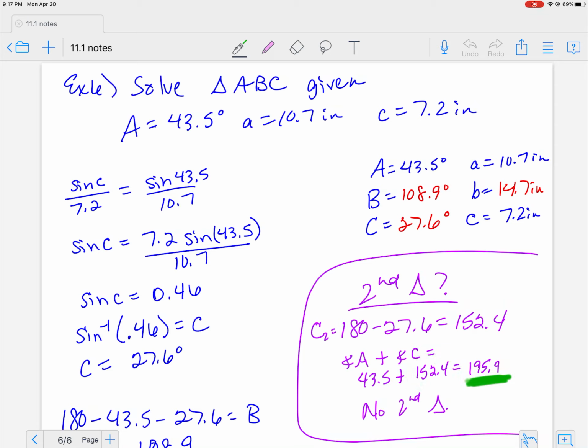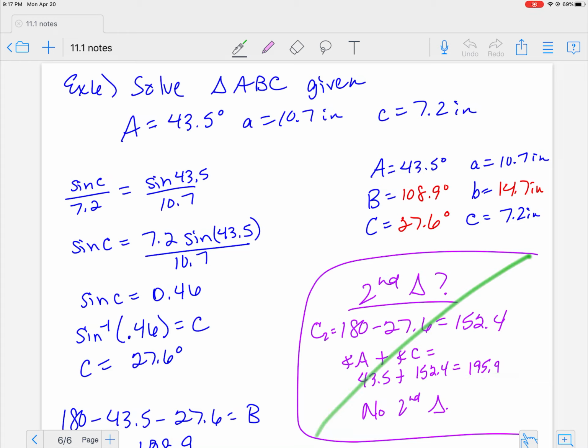Do I have anything left over here for that third angle? No, indeed. There's no possible way. So this one, if I'm looking at this, I do not have a second triangle. And the only way you're going to know is to find the supplement and see if your given angle will work with it. That's the only way to figure it out. If it doesn't, then you're out.